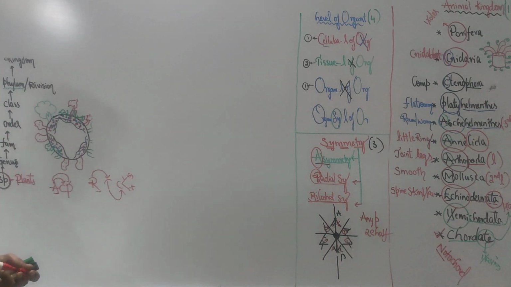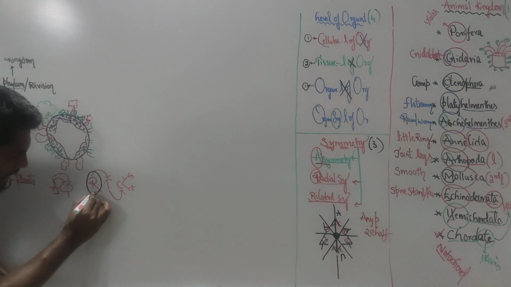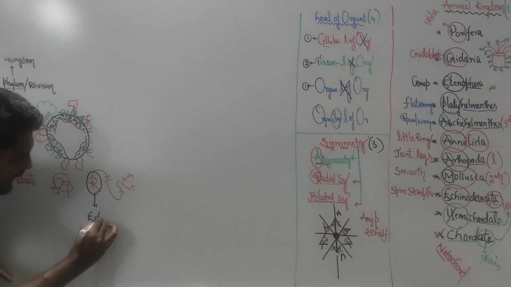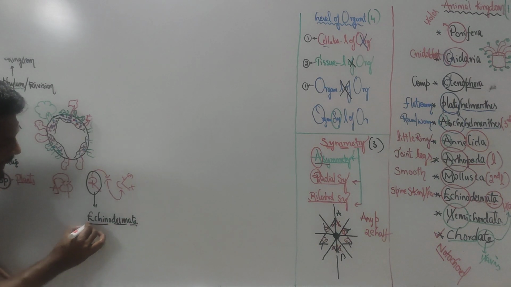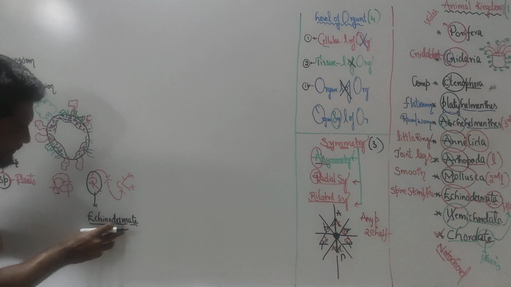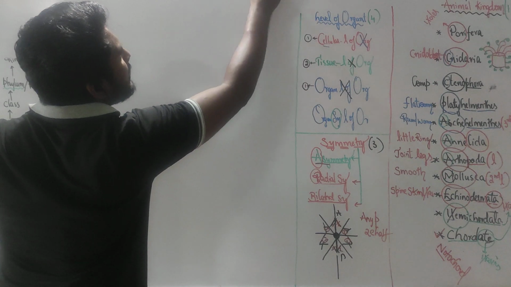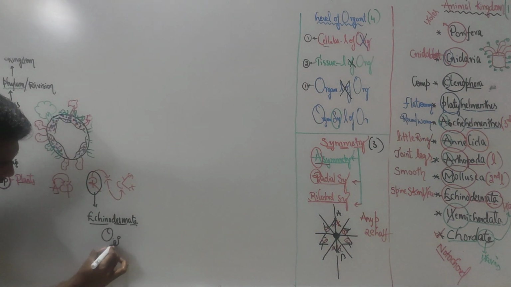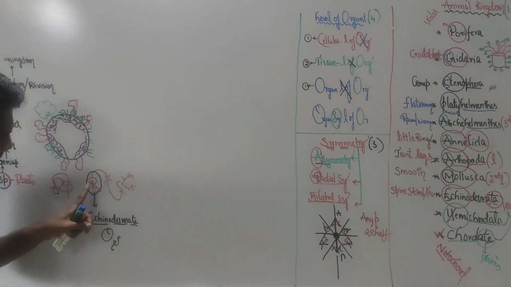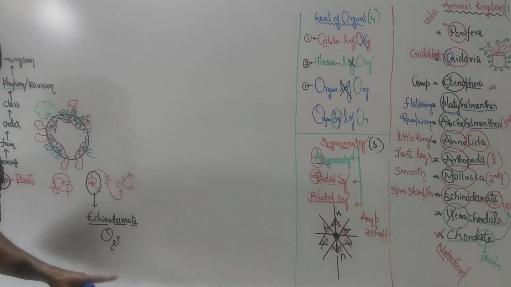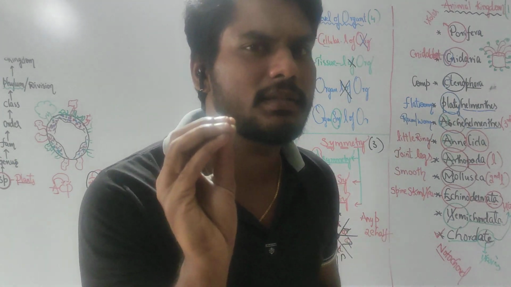And there is a small exception here. This radial symmetry is also seen in Echinodermata, like starfish. Echinodermata: derma means skin, echino means spine. Yes, echinoderms show radial symmetry. But echinoderms exhibit which level? Organ system level. Radial symmetry is seen at the tissue level in Cnidaria and Ctenophora, and it is also seen at the organ system level in echinoderms only. Please keep this in mind.